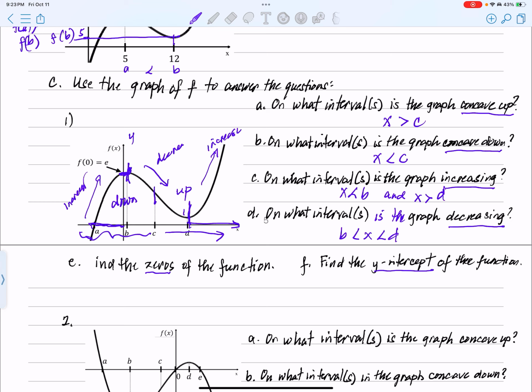So where is the 0? 0 is where it intersects the x-axis. So the 0 would be when x is equal to a. How about the y-intercept? It's where it intersects the y-axis. So when it is, see that? E, when y is equal to e. All right, that's it.